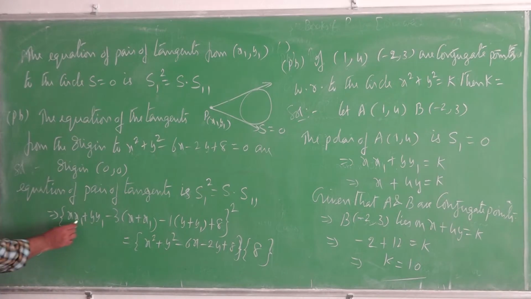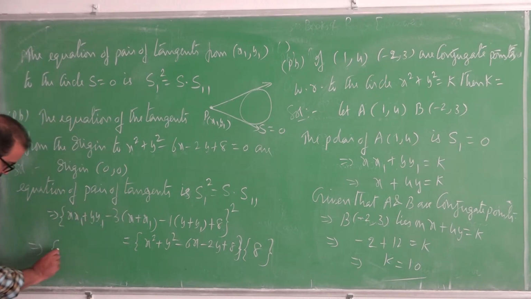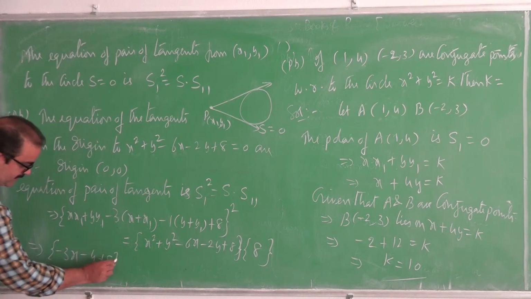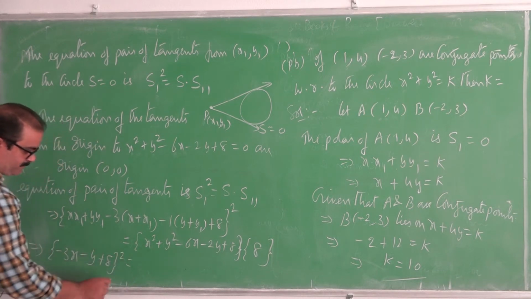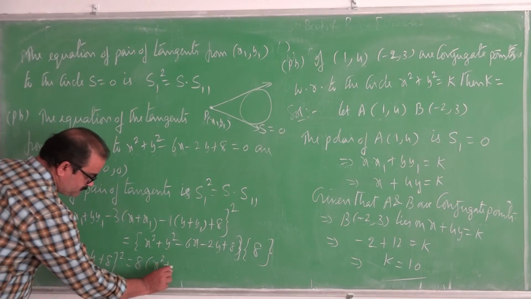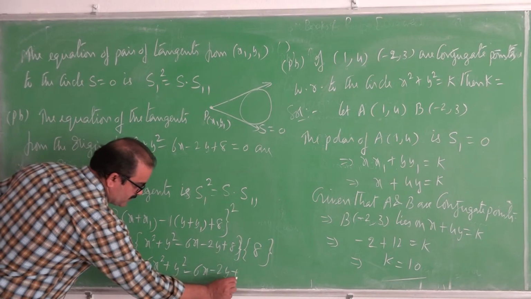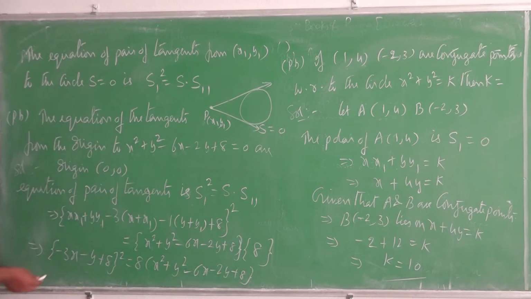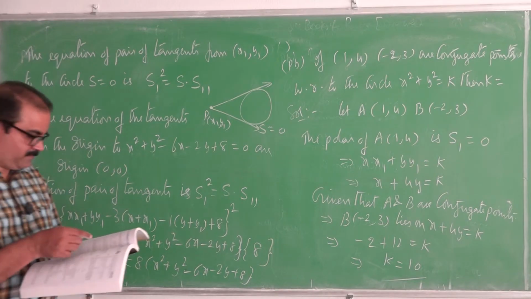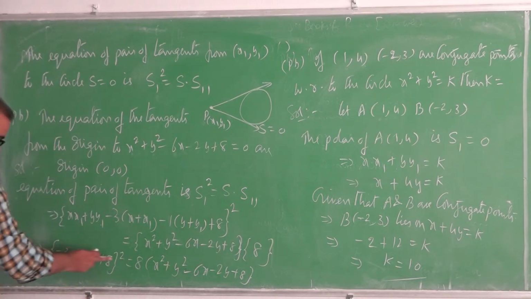Here also you put x1 is equal to 0, y1 is equal to 0. Then it becomes 0 plus 0 minus 3x minus y plus 8 whole square is equal to 8 into x square plus y square minus 6x minus 2y plus 8. Now simplify this. You expand this and take this into bracket.